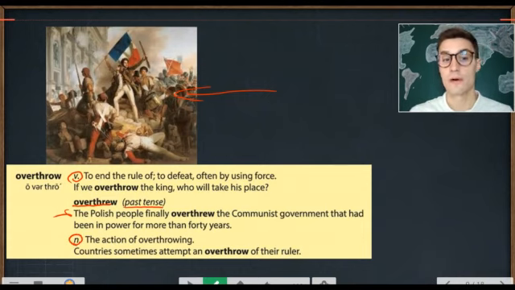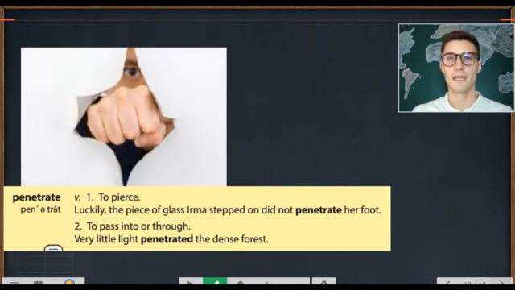Overthrow also has a noun meaning. It's the name of the action of overthrowing. Countries sometimes attempt an overthrow of their ruler. So sometimes countries attempt an overthrow of their leader. So that has to do with bringing a ruler, a king, a dictator to an end. You overthrow them.